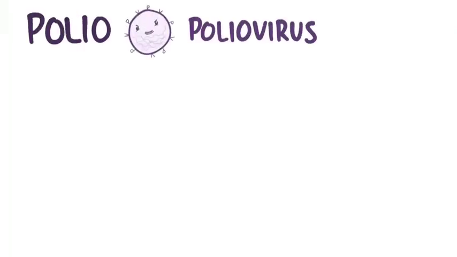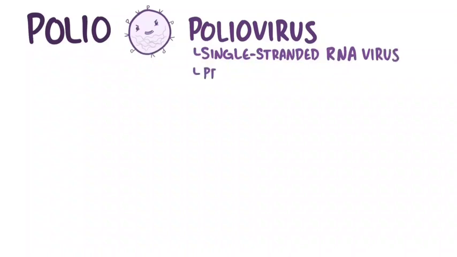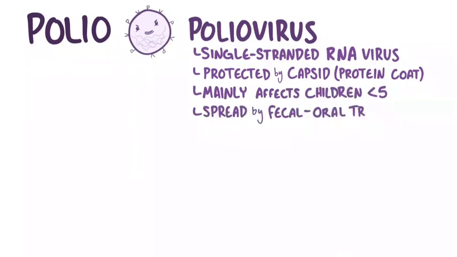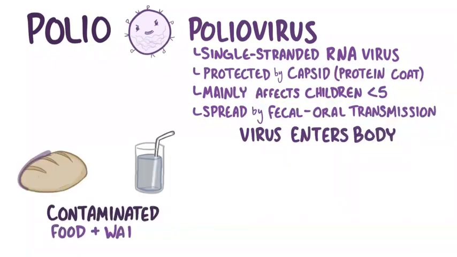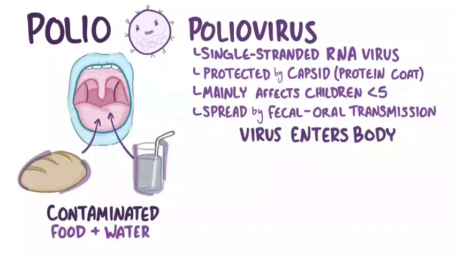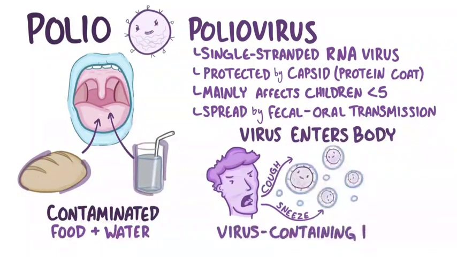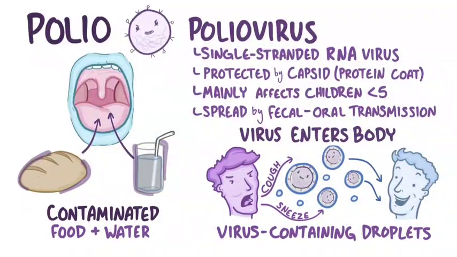Polio is a viral infection caused by poliovirus, which is a single-stranded RNA virus that's protected by a capsid, which is a protein coat. Polio mainly affects children under the age of 5, and it's spread by fecal-oral transmission, which means that the virus usually enters the body through contaminated food and water that goes in the mouth. It's also transmitted when an infected person sneezes or coughs, which spreads thousands of virus-containing droplets into the local area.